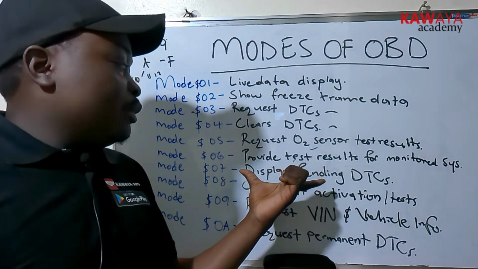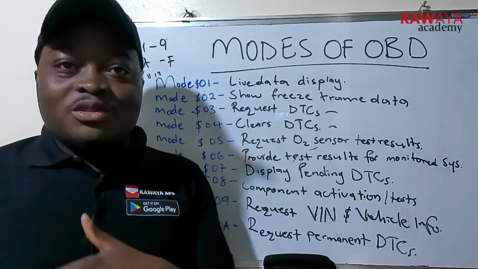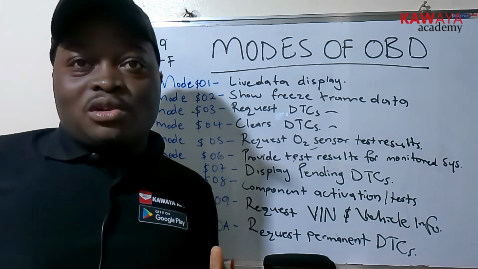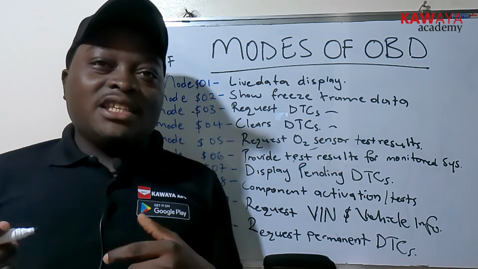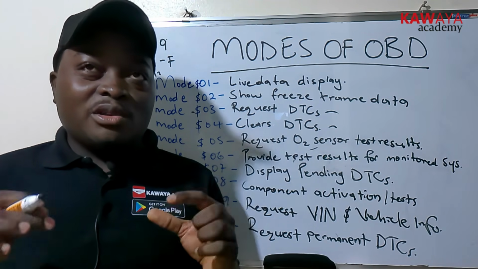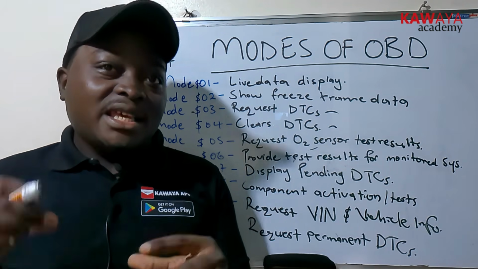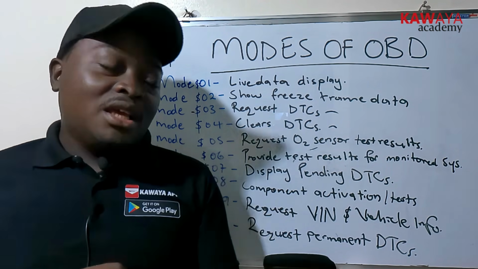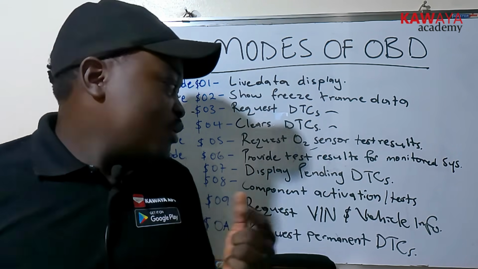Then in mode 7 we want it to display for us the pending diagnostic trouble codes. Pending diagnostic codes are those codes that the ECU stores when there is an intermittent issue or a kind of problem, but the ECU has not finally confirmed it as a current trouble code.